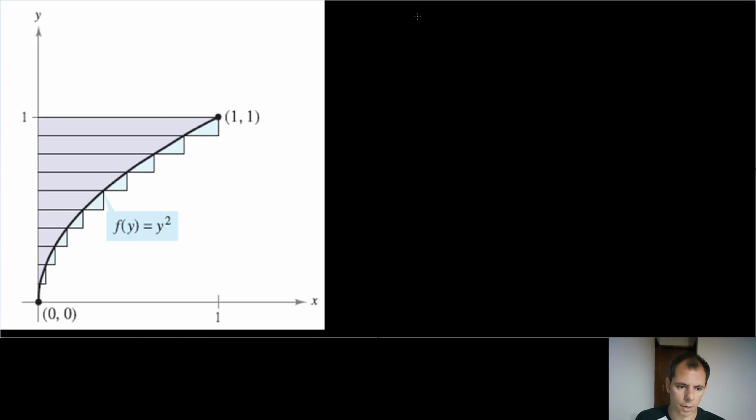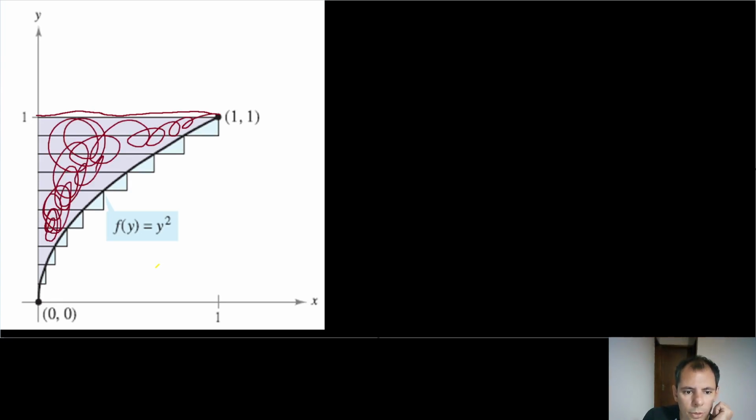So it's asking me to calculate the area. Now what area? It's going to be this area here. All this area. So it's going to calculate between the graph and the y-axis. All this thing here.